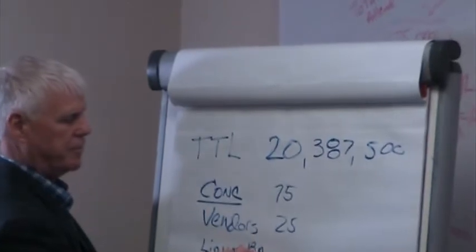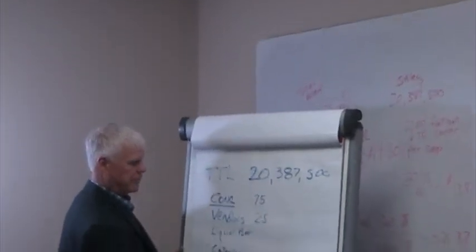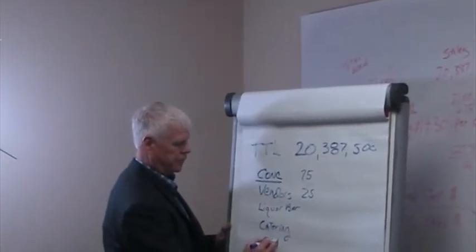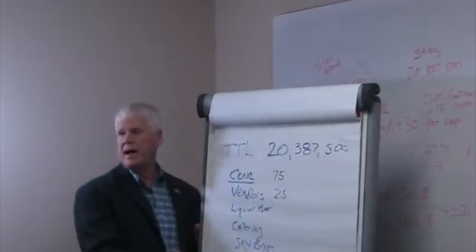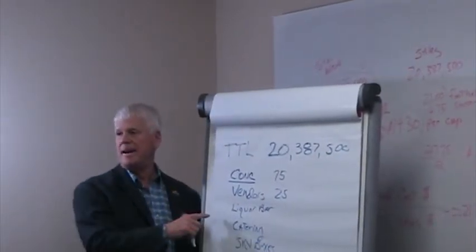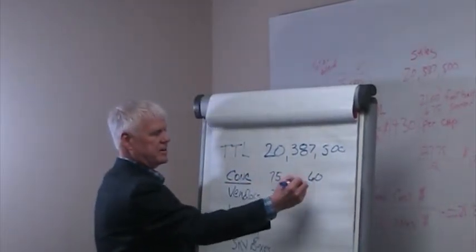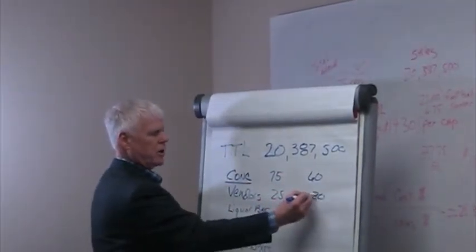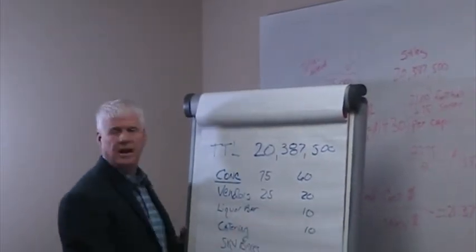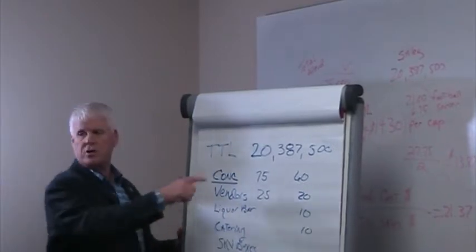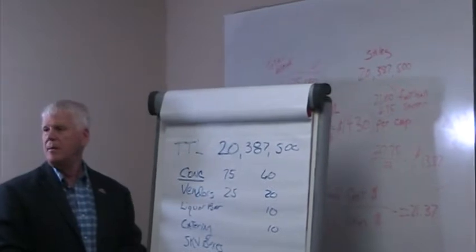Liquor bars, catering, skyboxes. There could be a number of categories. It's the same formula. So let's just say that concessions equals 60%, vendors equal 20%, liquor bars equal 10%, catering equals 10%. You're going to do the same formula. You're just going to do 4 formulas now as opposed to just 2 that we did today. Does that make sense?